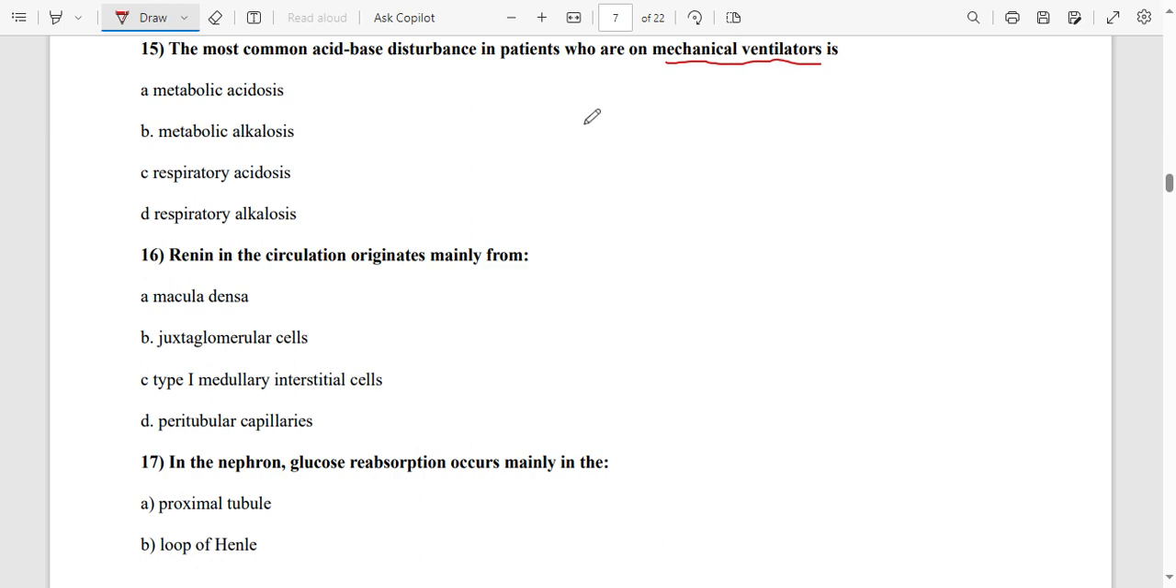Respiratory acidosis. Okay, respiratory alkalosis. Now, mechanical ventilators, think of those oxygens which they give, right? You are breathing using those. So what happens is that they are actually supplying you with oxygen, meaning that you are going to have a limited supply of what? Carbon dioxide. And it is carbon dioxide which causes acidosis. But they are supplying you with more oxygen, so you are going to go into alkalosis.